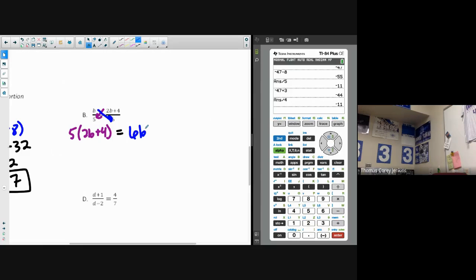All right, so we want to distribute on the left side. That's going to give me 5 times 2b is 10b, 5 times plus 4 is plus 20.